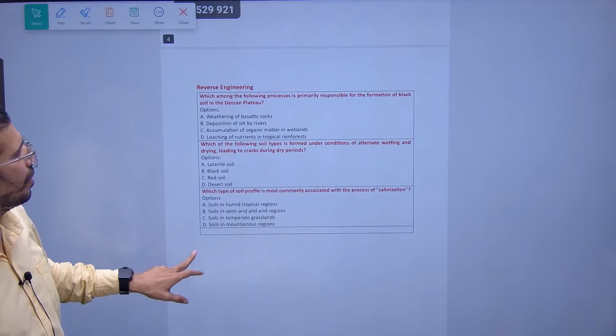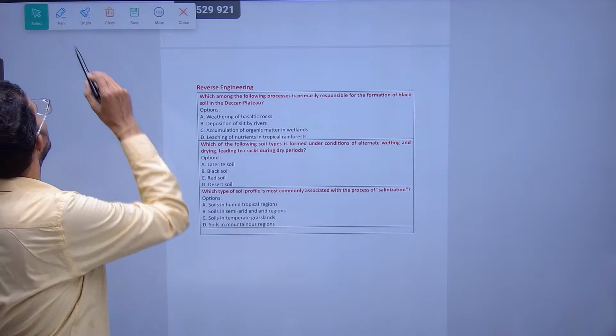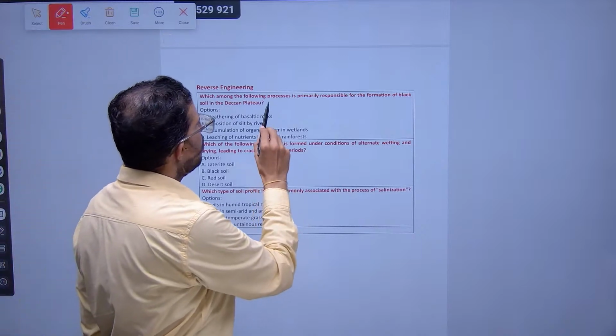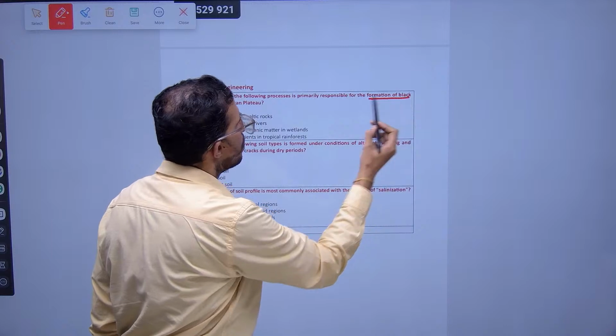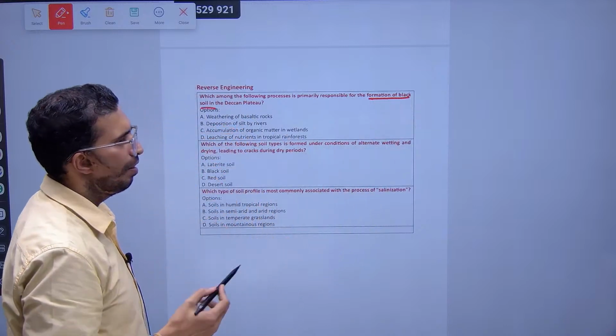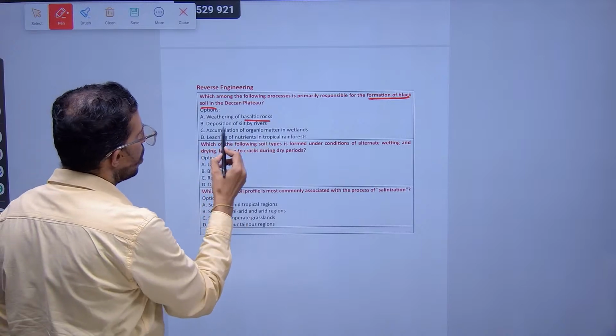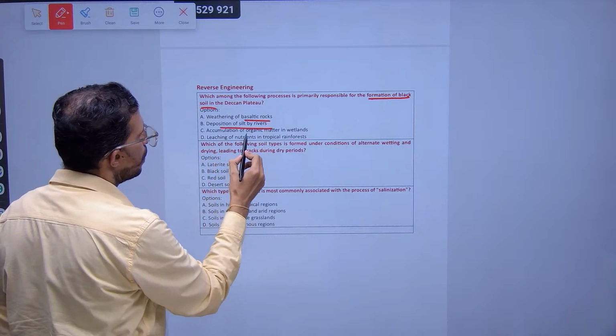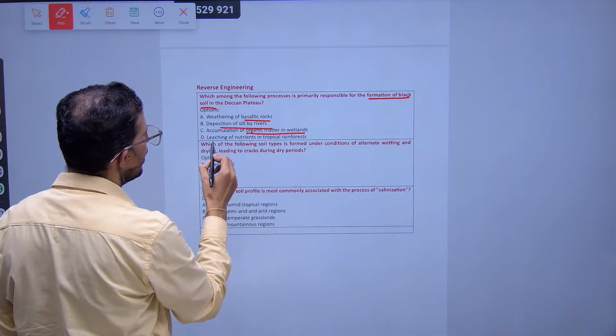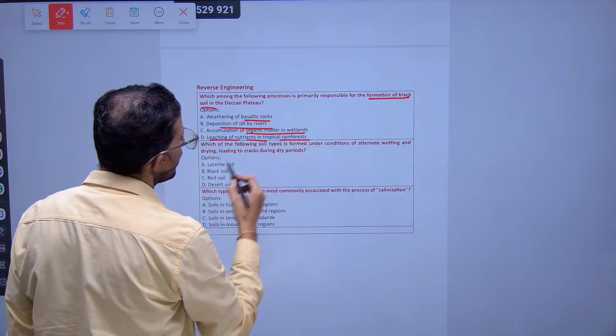Now see the question again. Among the processes responsible for formation of the black soil, what is the formation of the black soil and what is the reason? Weathering of basaltic rocks, deposition of silt by rivers, accumulation of the organic matter in the wetlands, leaching of the nutrients in the tropical rainforest.